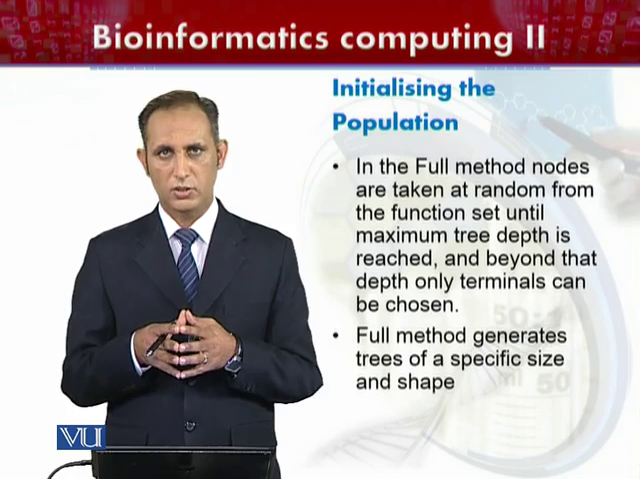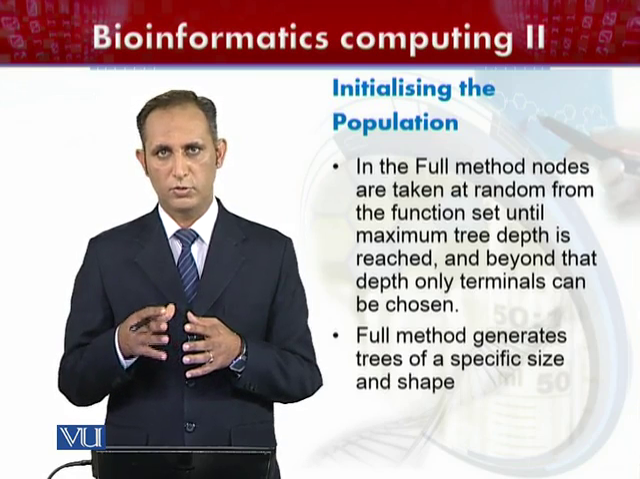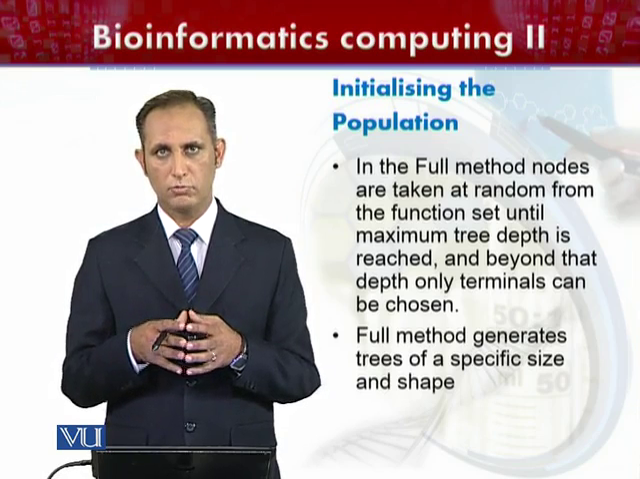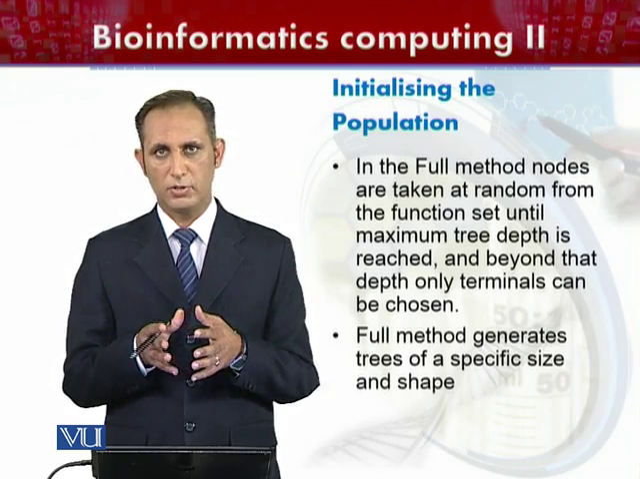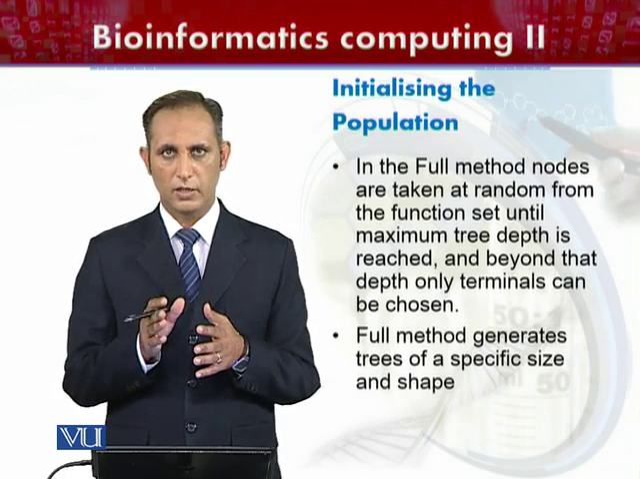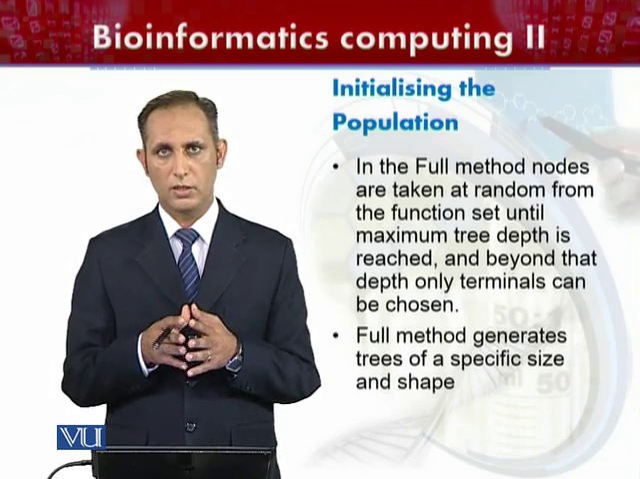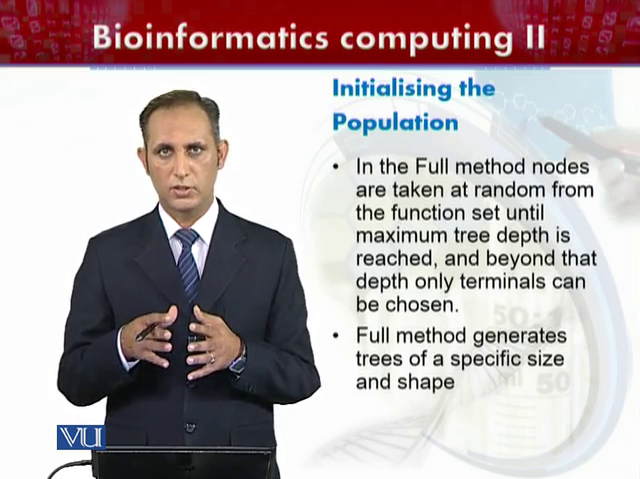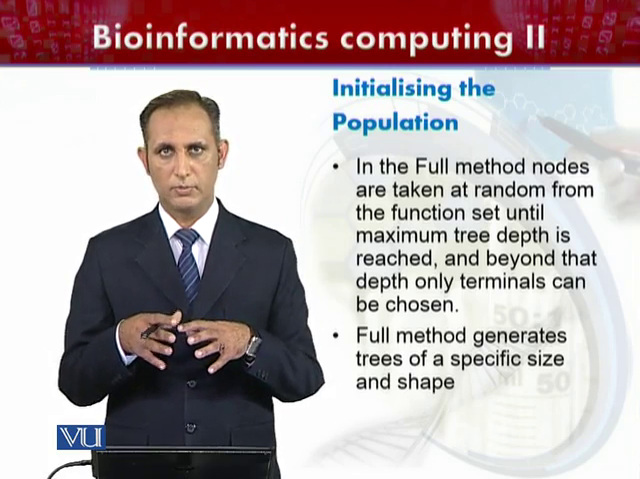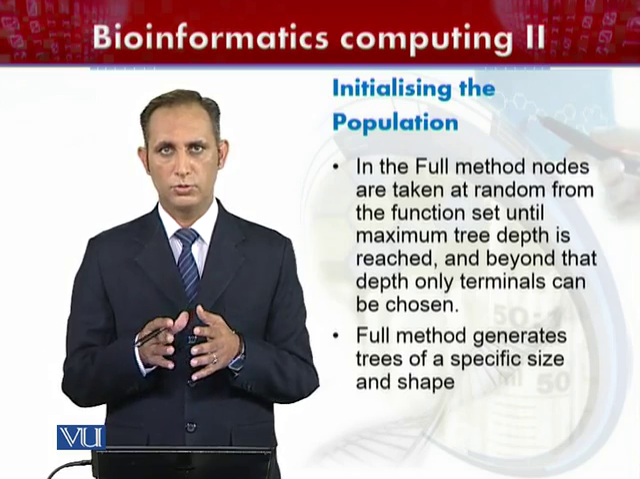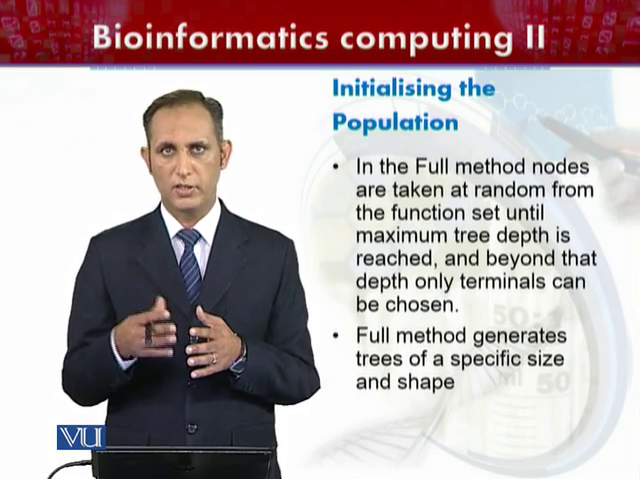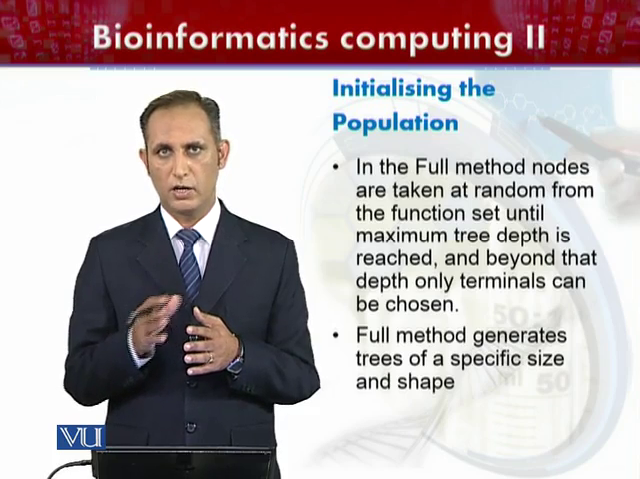The full method generates trees of only a specific size, so it is unable to produce trees of varying size and shapes. It is limited to a specific size and shape of trees. So if the scenario is one in which the size and shape of the tree vary, then one has to choose another method of initializing the population. It may be the grow method, or it may be the ramped half and half method.